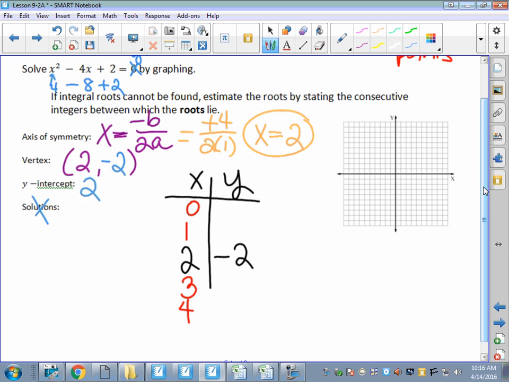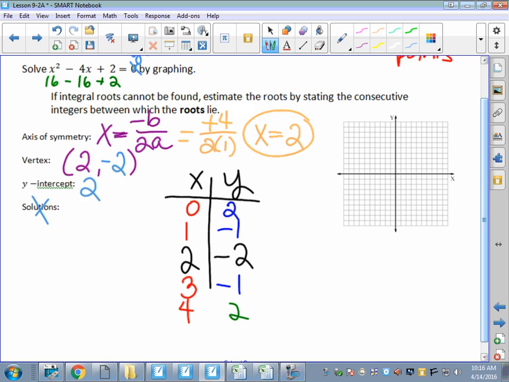So when I put a 0 in for this equation, 0 squared minus 0 plus 2 is 2. When I put a 1 in, I get 1 minus 4 plus 2. That looks like it's going to be a -1. When I put a 2 in, I got my -2. When I put a 3 in, I'm going to have 3 squared is 9 minus 12 plus 2. That looks like a -1. When I put a 4 in, I'm going to have 4 squared or 16 minus 16 plus 2, so I've got a 2.